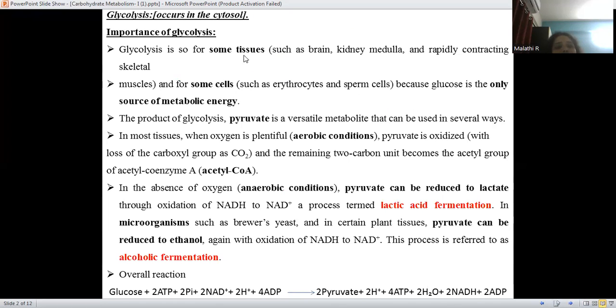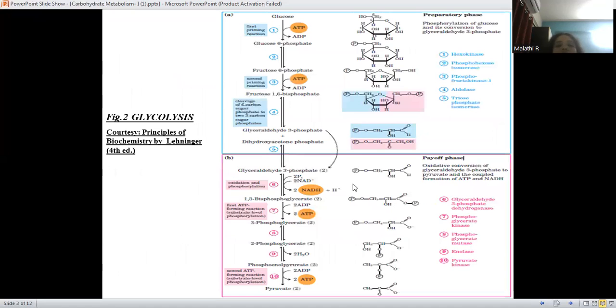Let us now start with the glycolysis process. Glycolysis: glyco is sugar, lysis means the lysis of the sugar molecule. Most of the time, this takes place in brain, kidney, medulla, and rapidly contracting skeletal muscle cells. Some cells like erythrocytes and sperm cells also depend on glucose as a major metabolic energy source. Of course, we have already studied that in aerobic condition you get 2 pyruvate, whereas in anaerobic condition 2 lactate will be produced. Further fermentation of the lactate by microorganisms will also lead to alcohol, and thus you call it alcoholic fermentation.